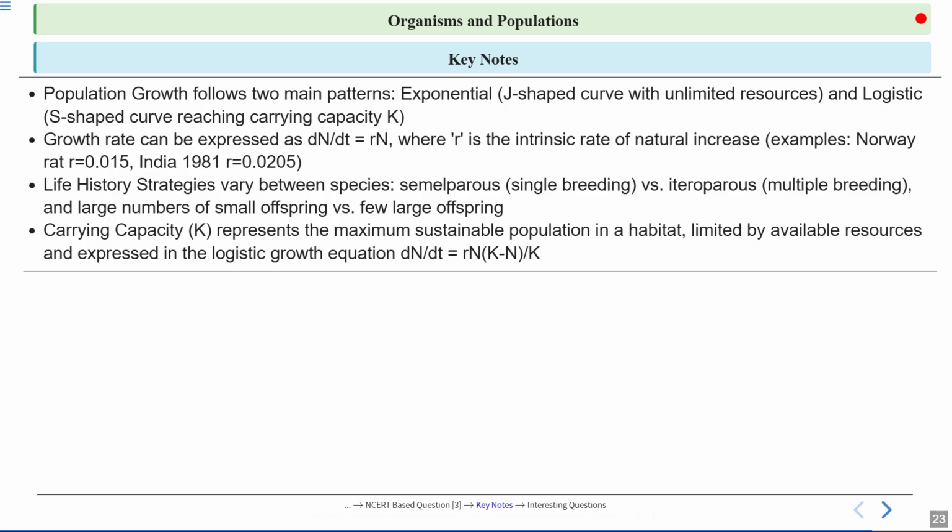We also talked about the carrying capacity. It represents the maximum sustainable population in a habitat, limited by available resources and expressed in the logistic growth equation dN/dt = rN (K - N)/K. Here K is the carrying capacity.